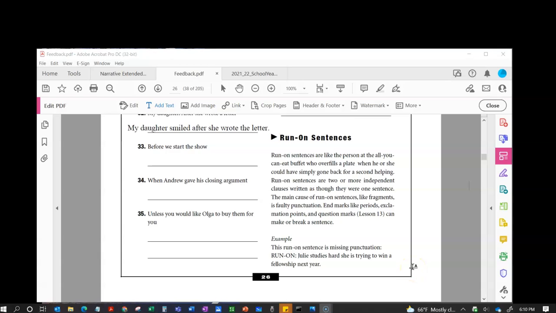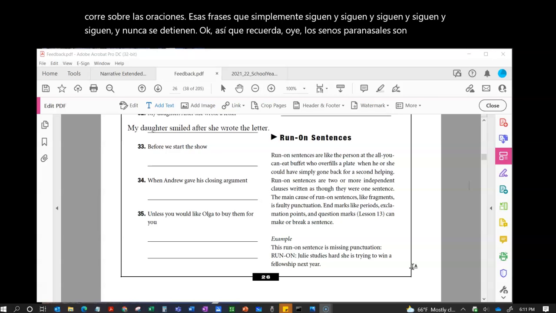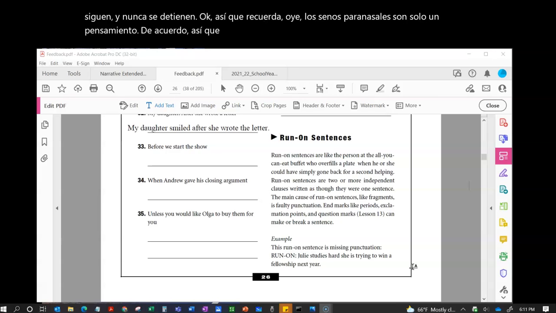Okay, so let's continue. And so now we're going to take a look at run-on sentences, okay? Run-on sentences, those sentences that just go on and on and on, and they never stop, okay? So remember, a sentence is just one thought, okay? So a sentence can't be talking about 5 different things, all right? It can only talk about one thing at a time before you start a new sentence.